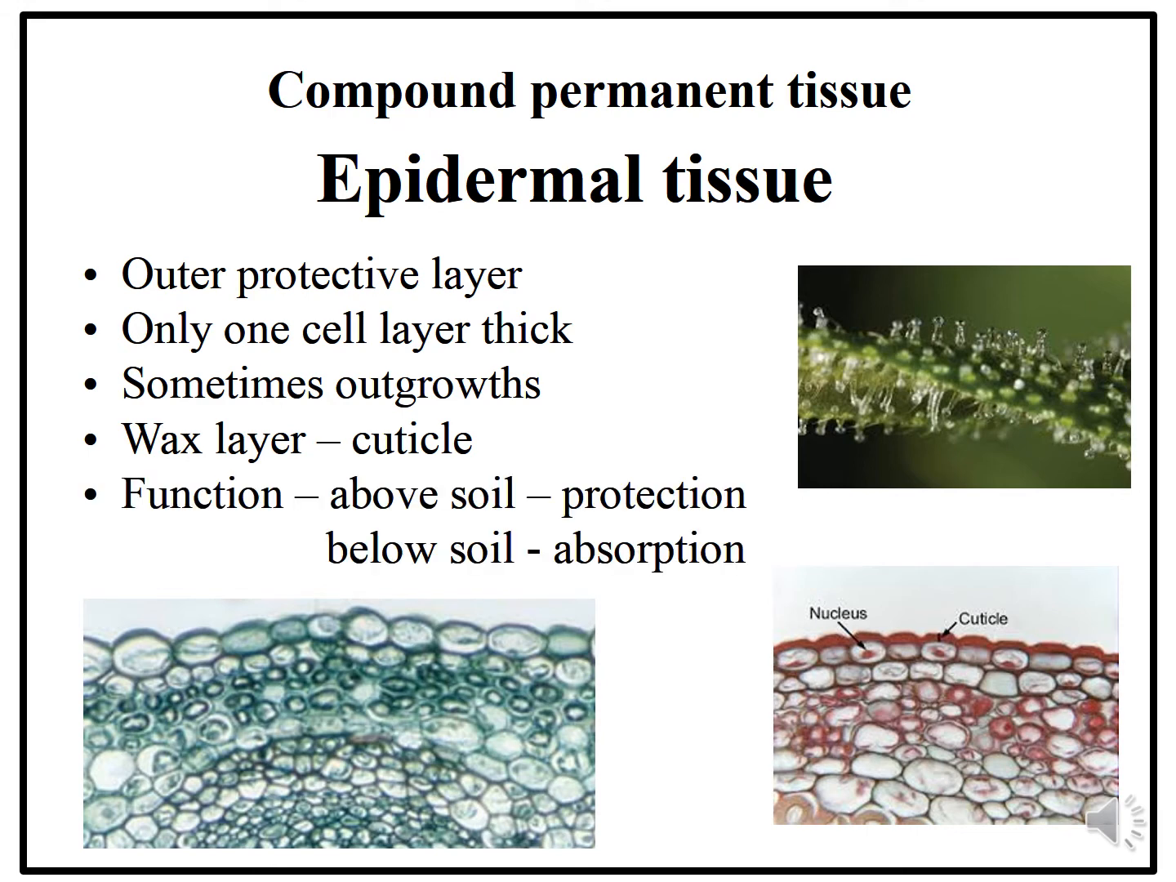If there are outgrowths in the epidermis and they are above the soil, their main function is protection. Things like epidermal hairs on leaves protect those leaves against some environmental conditions. If the outgrowths are below the soil surface, they are mainly used for absorption, and those are called root hairs.